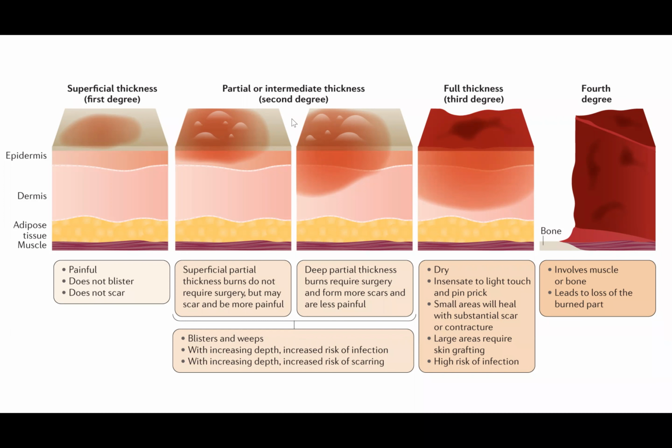Then the fourth degree is where the bone, muscle or tendons are exposed, and usually it is a very severe burn and definitely skin grafting is needed, sometimes with a flap. A muscle flap is needed to cover the burn part.